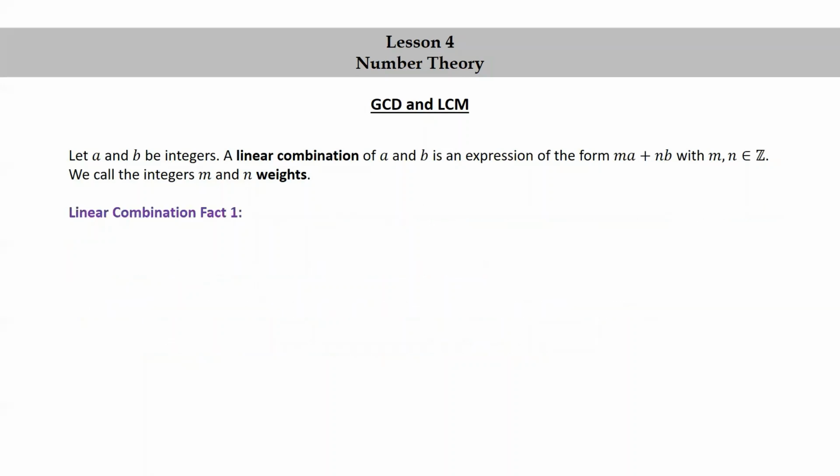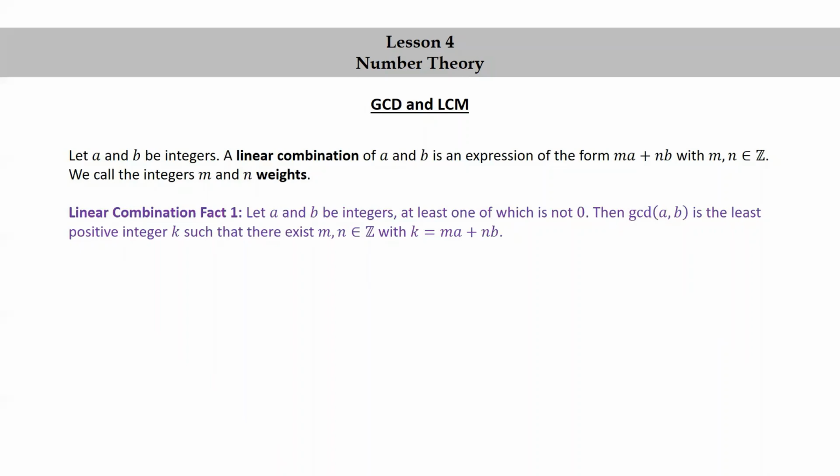Linear combination fact 1. Let A and B be integers, at least one of which is not 0. Then the GCD of A and B is the least positive integer k such that there exist integers m and n with k equal to ma plus nb.